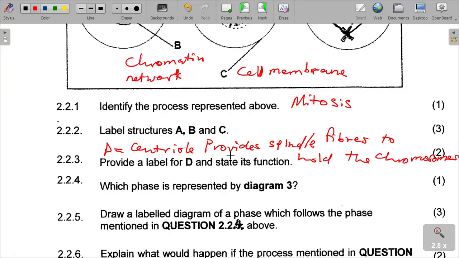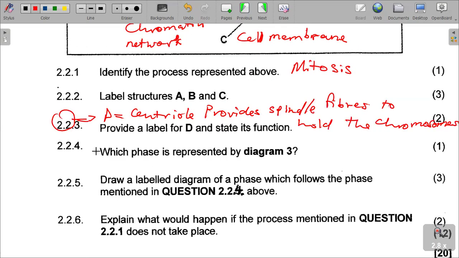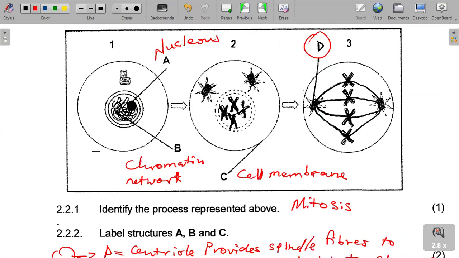That is the function. It provides the spindle fibers to hold the chromosomes. That is the function of D. That is the function of D there. And then which phase is represented by diagram 3?